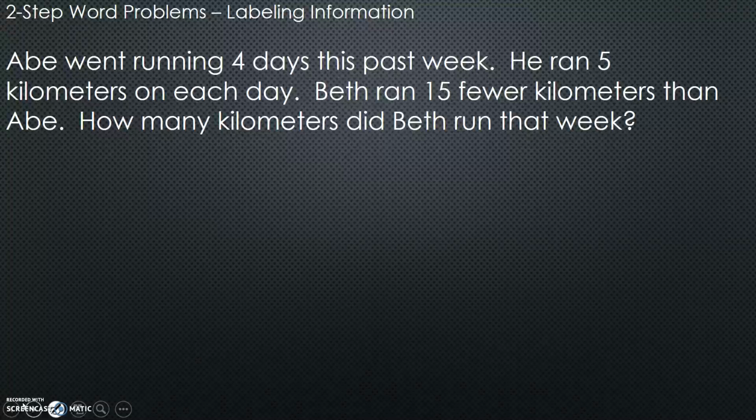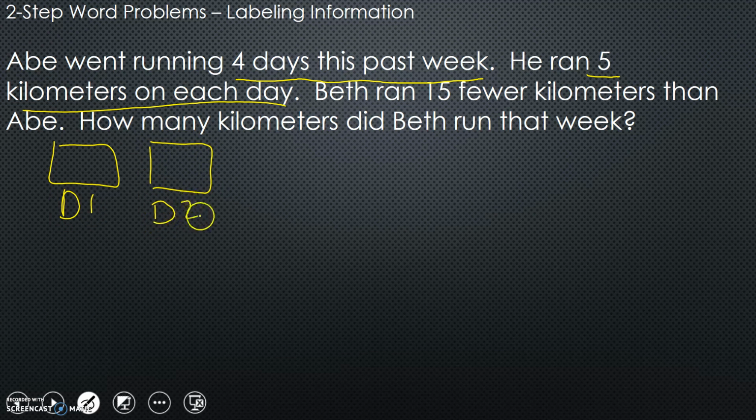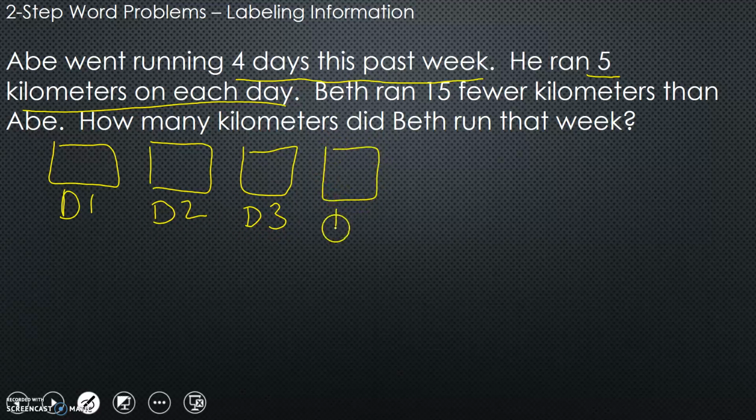All right. So, what do we know? We know that Abe went running 4 days this past week, and he ran 5 kilometers each day. Let's start there. I want to know here how much Abe ran. So if I say, okay, well, here's one day, and put D1. Here's another day. Here's another day. And here's another day. So I am labeling each day that Abe ran.